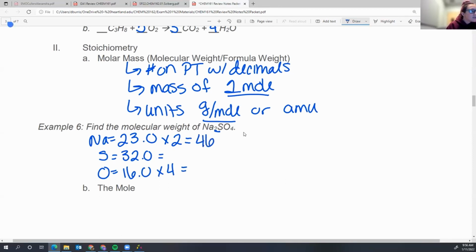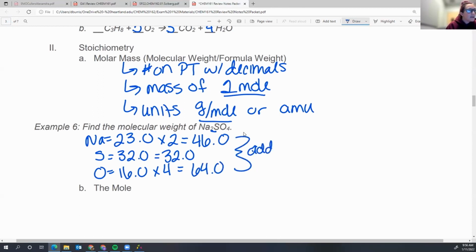So I get 46. Well, 32 is, of course, just 32. Oops. And this is 64. Okay, and then you add to get your molar mass. So the molar mass of sodium sulfate is 142 grams per mole.